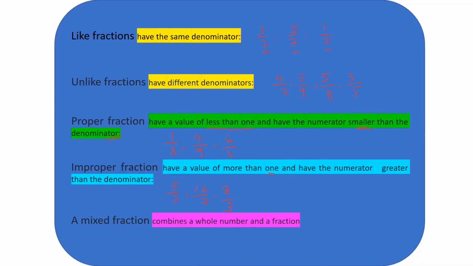Mixed fraction. A mixed fraction combines a whole number and a fraction. Examples: 3 is a whole number, and 1 by 2 is a fraction. It is a proper fraction. A mixed fraction combines a whole number and a proper fraction. 5 1 by 3, 2 1 by 2, 2 1 by 4. These are the examples of mixed fractions.